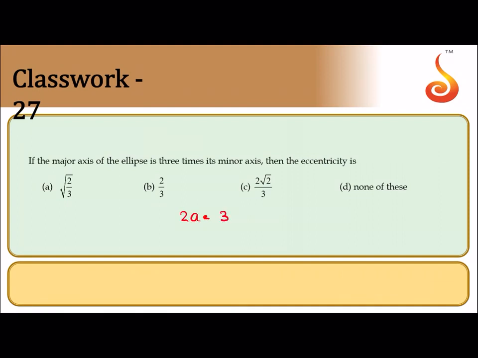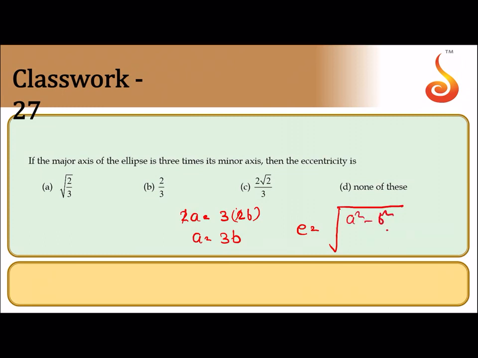27. The major axis of an ellipse is 3 times the minor axis. Major axis means 2a is equal to 3 times the minor axis, which means 3 times 2b. So 2 and 2 will cancel. a equal to 3b.